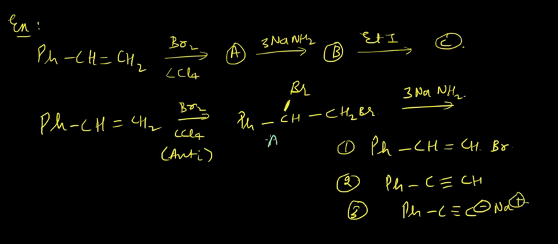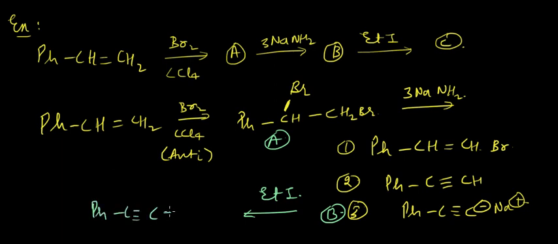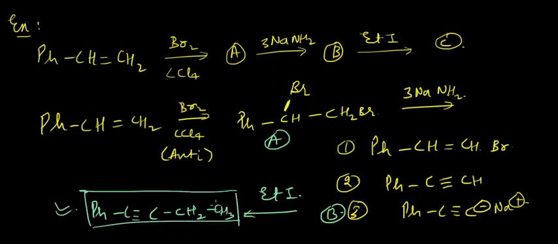So this is the A product, this is the B product, and in B product we have something like EtI taking over. So we would have something like this as the final product. Okay, so this is the final product of the series of reactions.